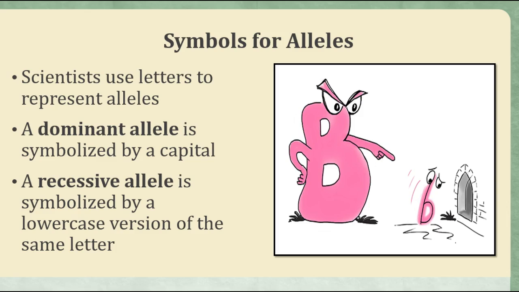I like this picture because it illustrates how an organism might get a dominant allele, this uppercase B, from one parent and get a lowercase or recessive allele from the other parent, and that dominant allele, that uppercase B, just dominates that recessive allele, and it wins out just by being there. So the dominant allele is always expressed.